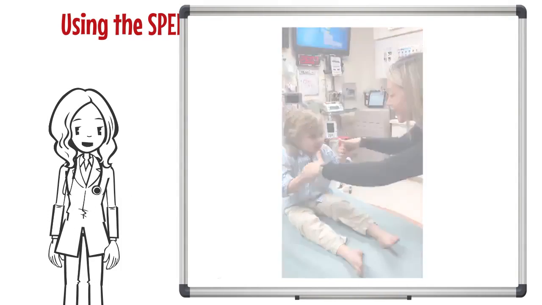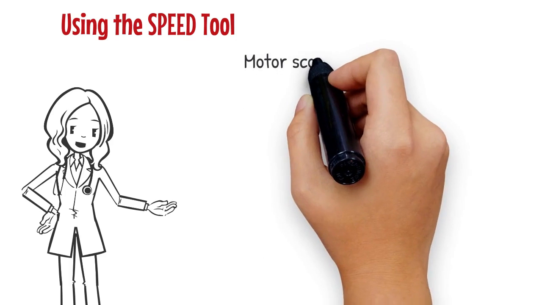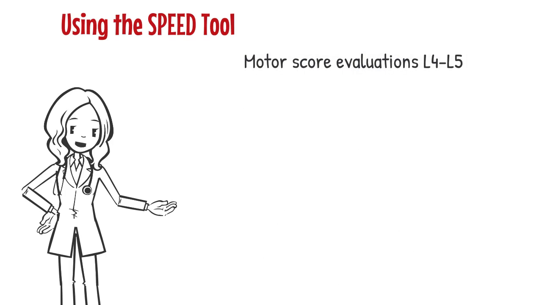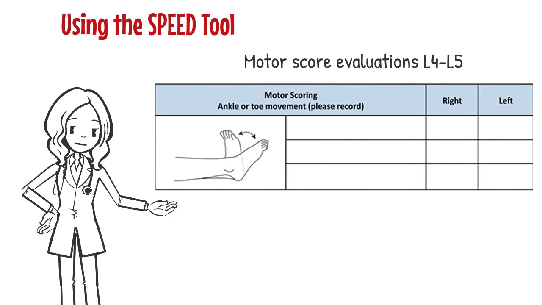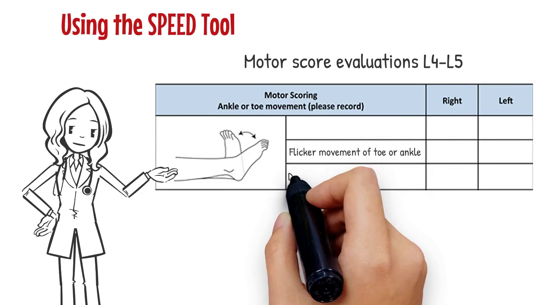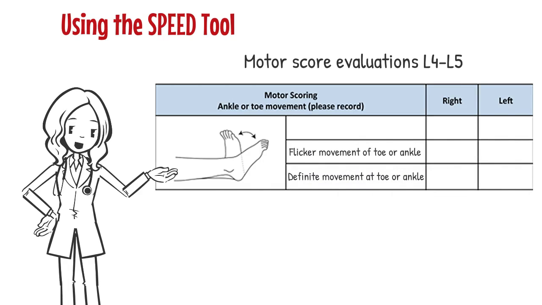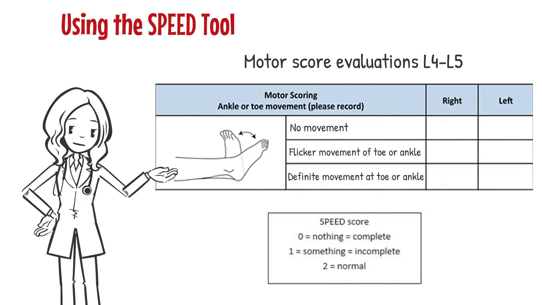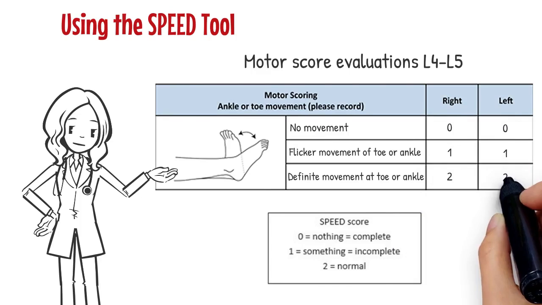Good. Note for your evaluation that movement of the ankle or toe evaluates motor function at the L4, L5 level. Ask the patient to wiggle the toes or the entire foot. Normal movement indicates a normal exam. A flicker or minimal voluntary movement of the foot suggests the presence of an incomplete spinal cord injury at this level. The inability to move the ankle or toe suggests a complete spinal cord injury at this level. Remember to perform this assessment on both feet.